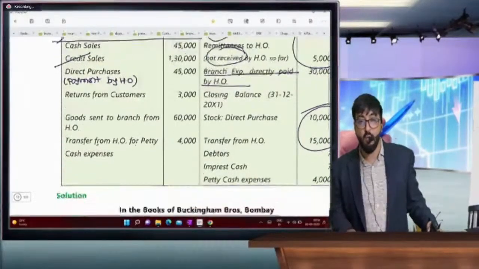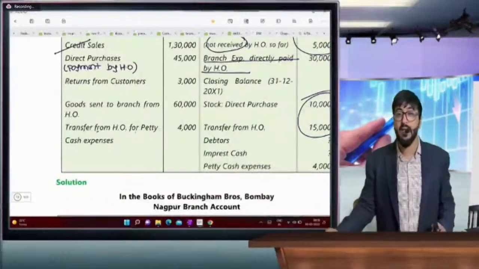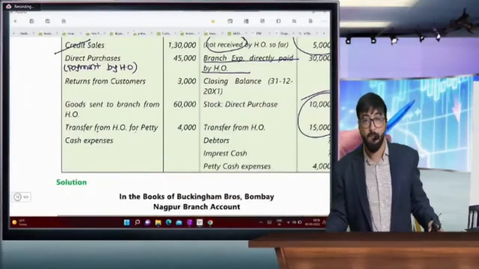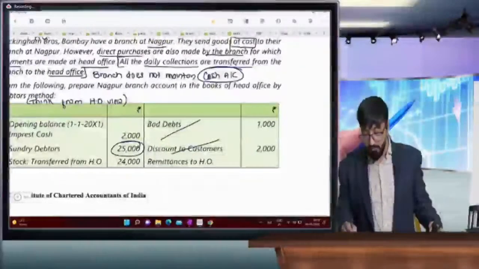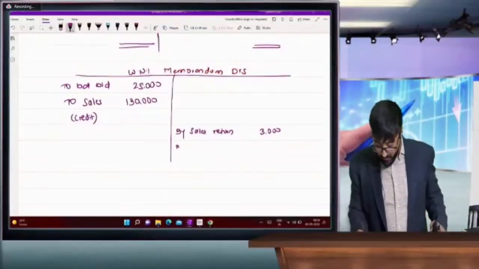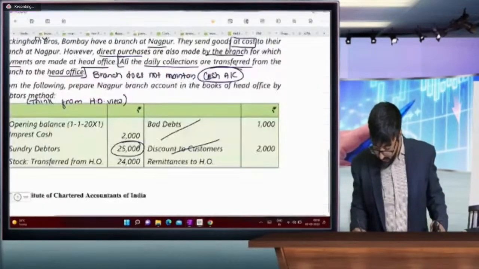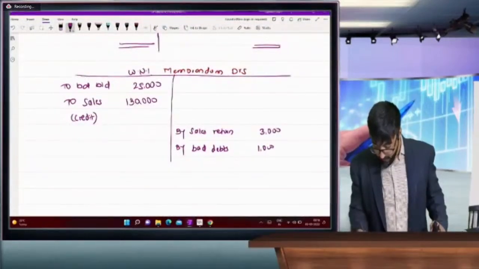Debtors are not involved. Transfer from HO for petty cash expense: the branch will pass the entry petty cash account debit to head office. So debtors are not involved. Bad debts: yes, debtors are involved. By bad debts, 1,000. And by sales return.